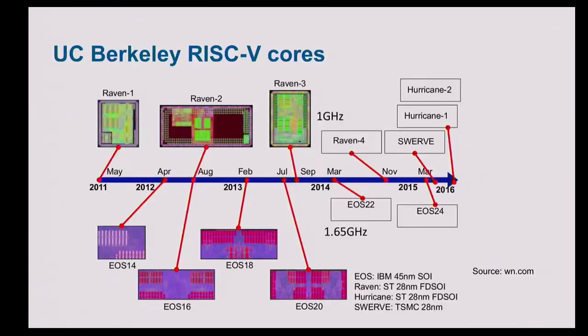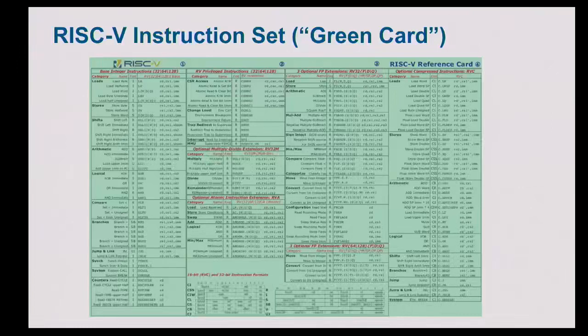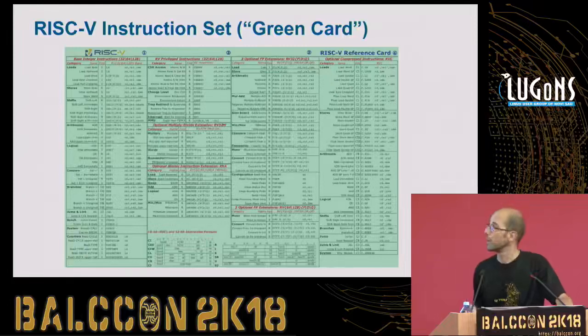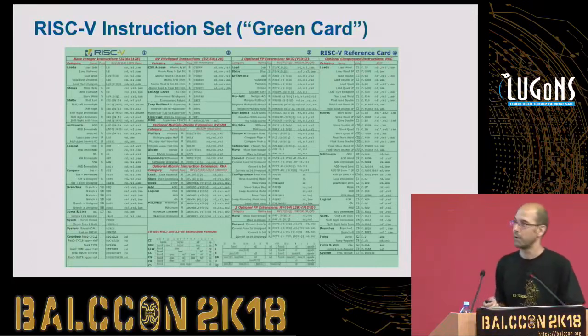This is the timeline from 2011 up to 2016. These are all academic cores, and this is the RISC-V instruction set. It's called the green card. It's a reference to the IBM 360 green card, which was popular in the late 60s for the IBM 360 computer family.